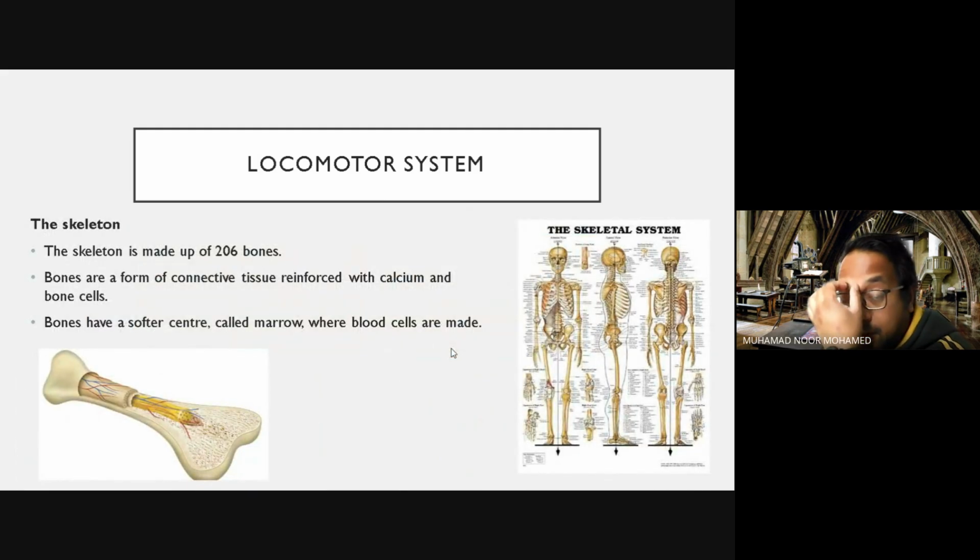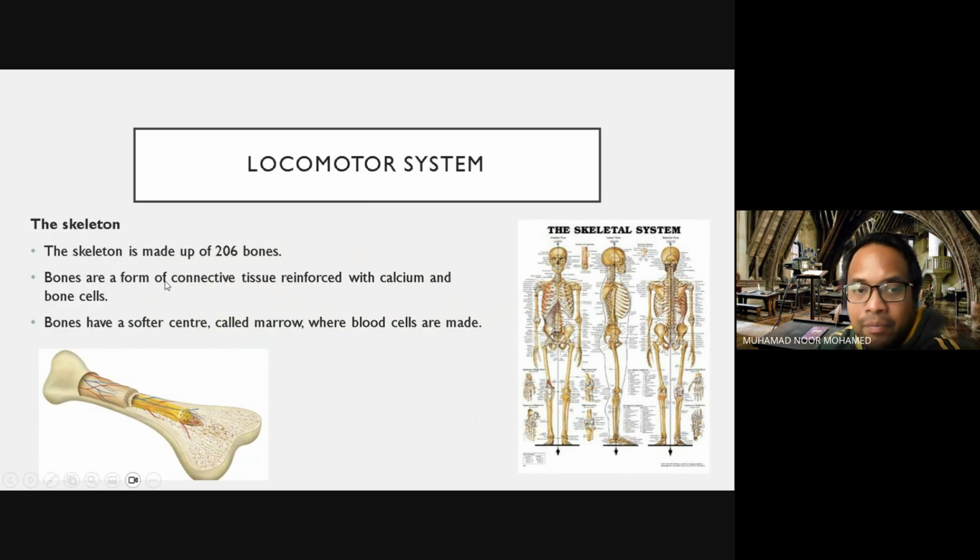Okay, and this is another part of the locomotor system, which is the skeleton. We are going to see skeletal movement after contraction and after the movement of the joint itself, and then only we are going to see skeletal movement, where we can define that as bodily movement. So the skeleton is made up of 206 bones, and the bones can be divided into two categories, which is our axial skeleton and also our appendicular skeleton.